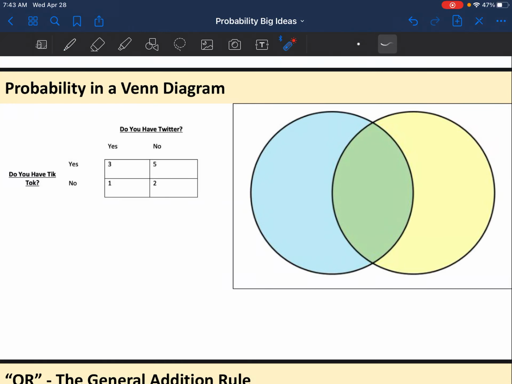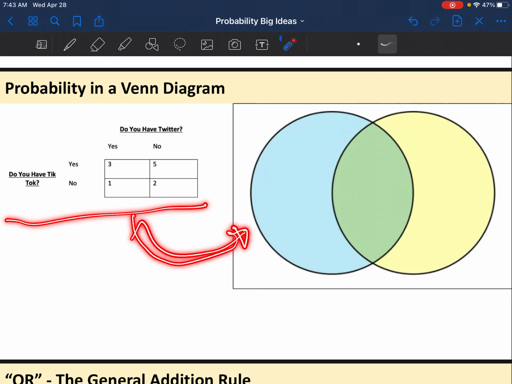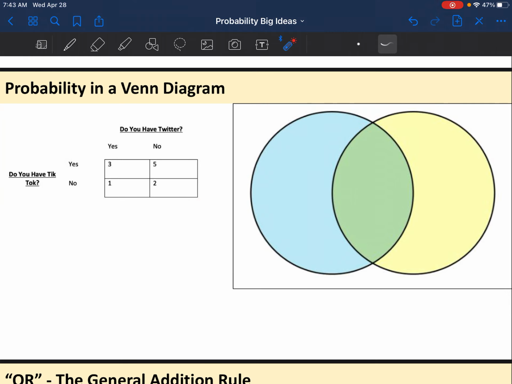How can I go from a two-way table to a Venn diagram and then back? And how do I read this Venn diagram? So we know that this is event A and this can be event B. And in this case, we have the questions, do you have Twitter and do you have TikTok? So I can put that title here.